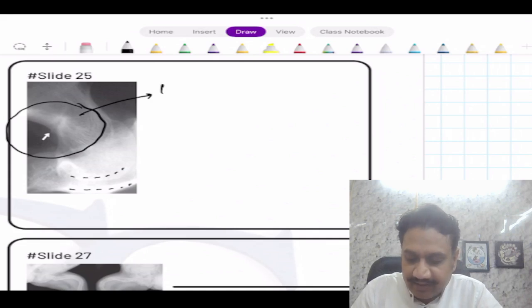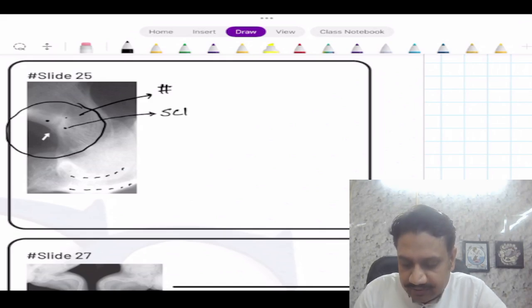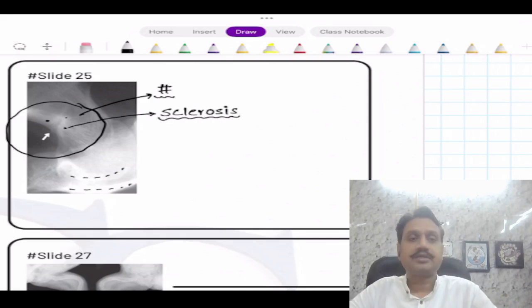There is a fracture in the neck of femur. You all can appreciate the fracture. And along with that, there is a lot of whiteness all around. This is called sclerosis, right? So fracture with sclerosis, right?